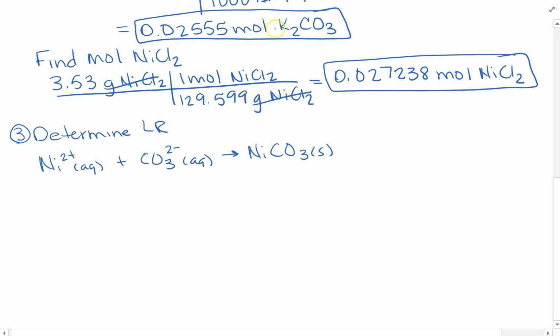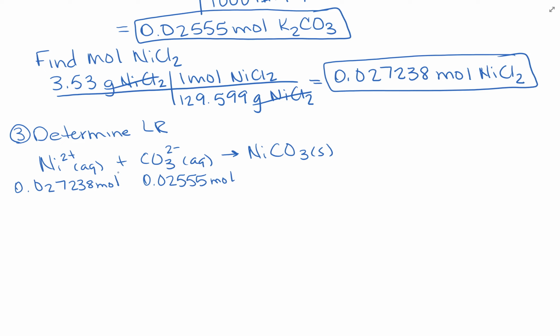Now how I can do this is, of these 2, I just find the corresponding part. So remember we said anything with a K was soluble, so the only thing left after I take out the K is the CO3. So that's right here. So this one is 0.02555 moles. And there's your nickel, so that's 0.027238 moles.